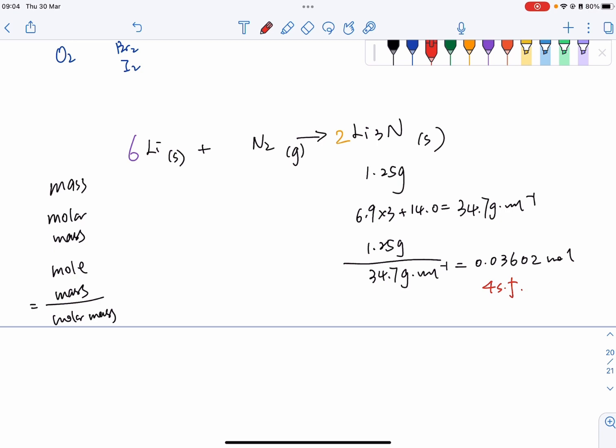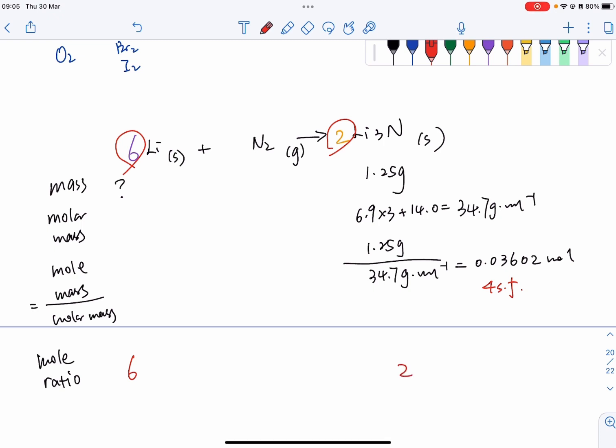Alright, what does the question ask about? The mass of lithium that reacts with nitrogen. It asks about the mass of lithium. So if we have the mole, can I directly calculate it? It shouldn't be, right? We should use the mole ratio to calculate. The mole ratio, what can we derive it from? So simply take a look at the coefficient. It's 6 to 2, right?